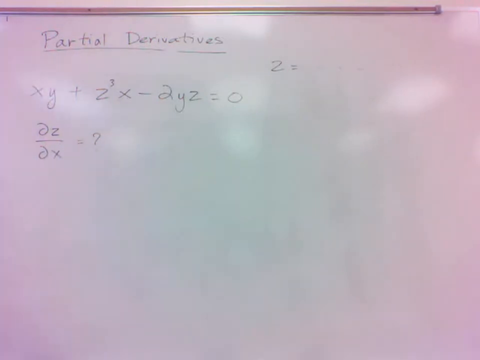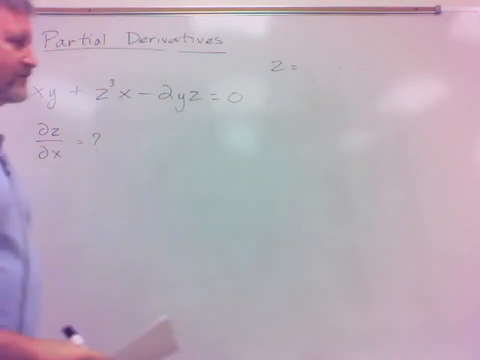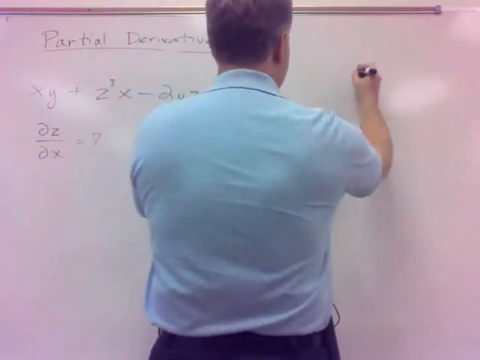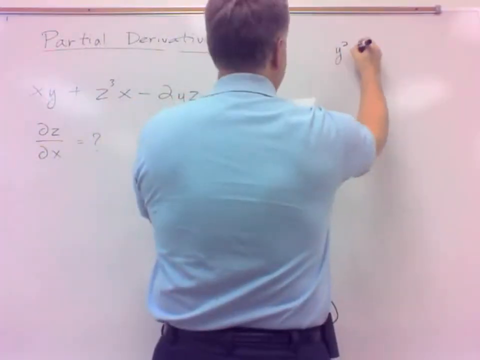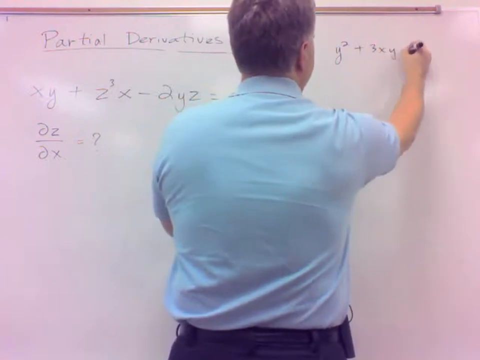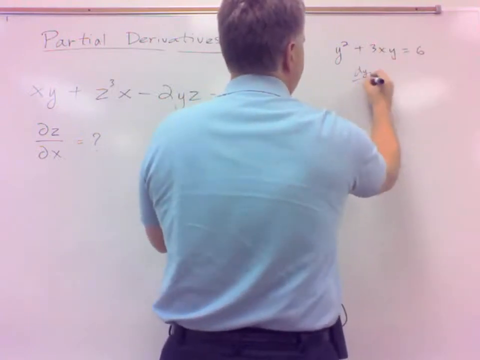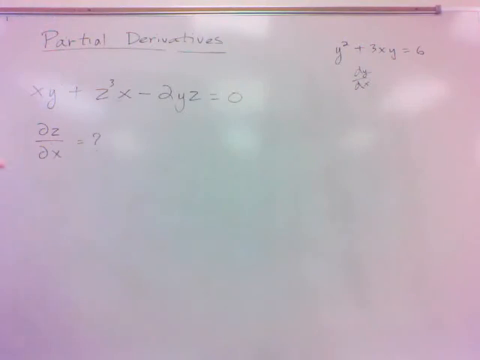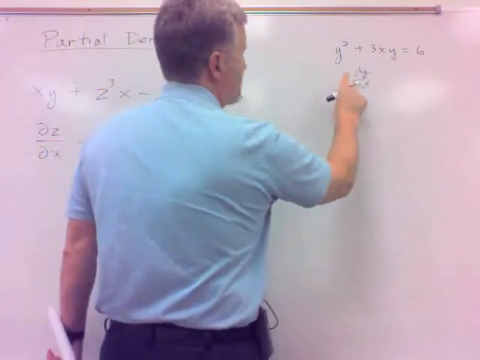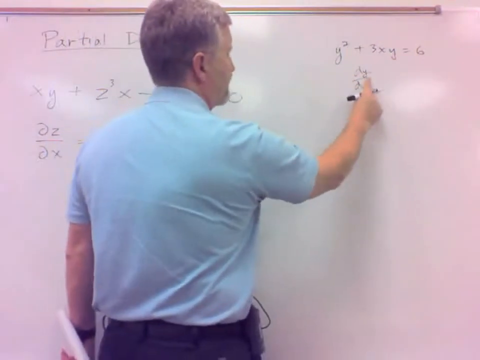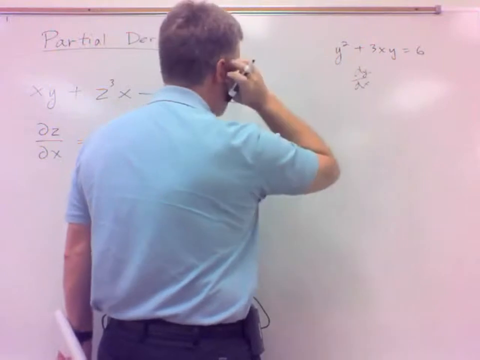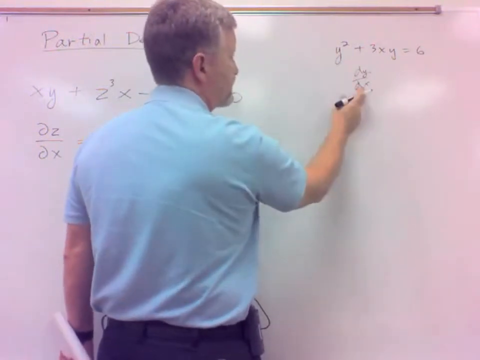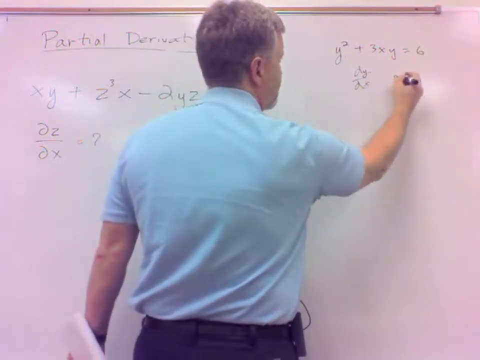implicit differentiation. Now let me review that just real quick here. Let's say we've got y squared plus 3xy equals 6, and I want dy dx for that. That's our implicit. Remember that what we had to do to get dy dx out of that, since we can't get y equals explicitly, is use this implicit differentiation.